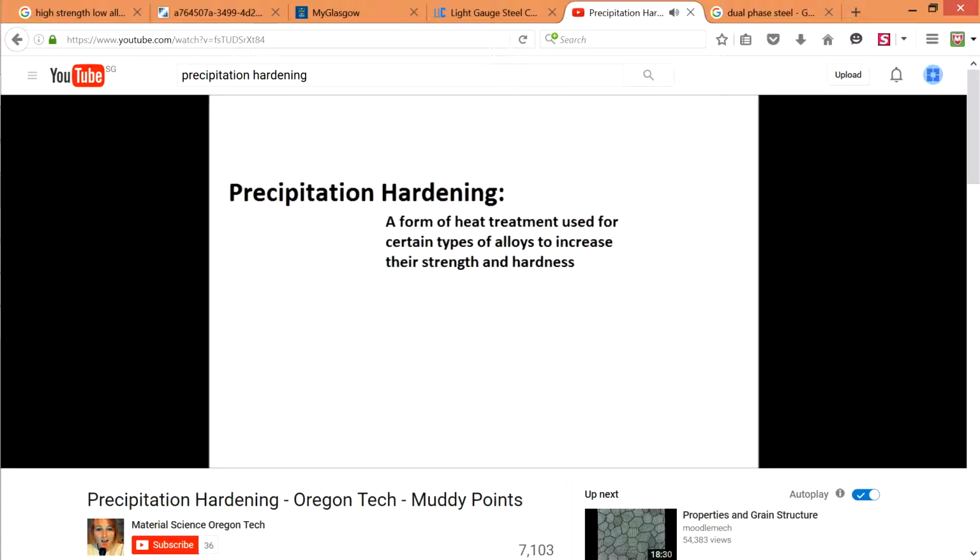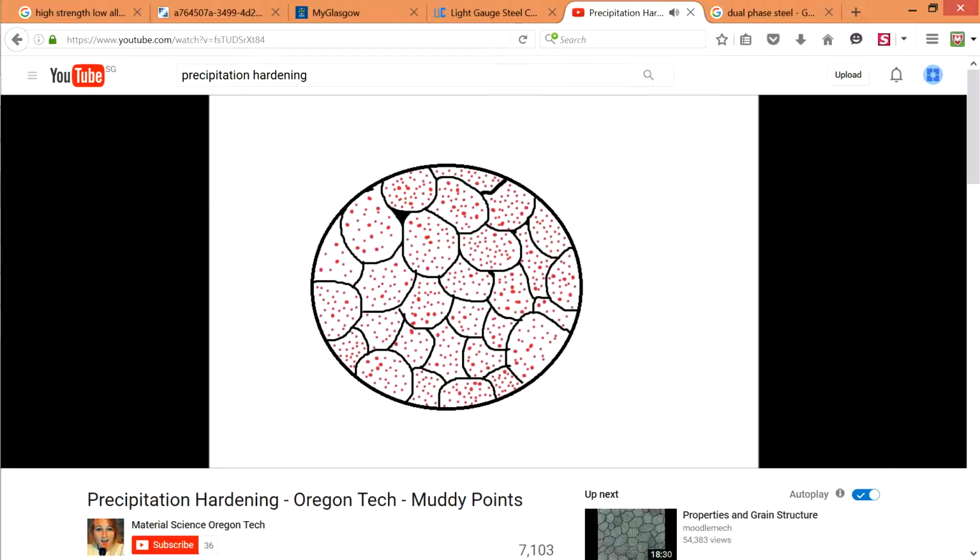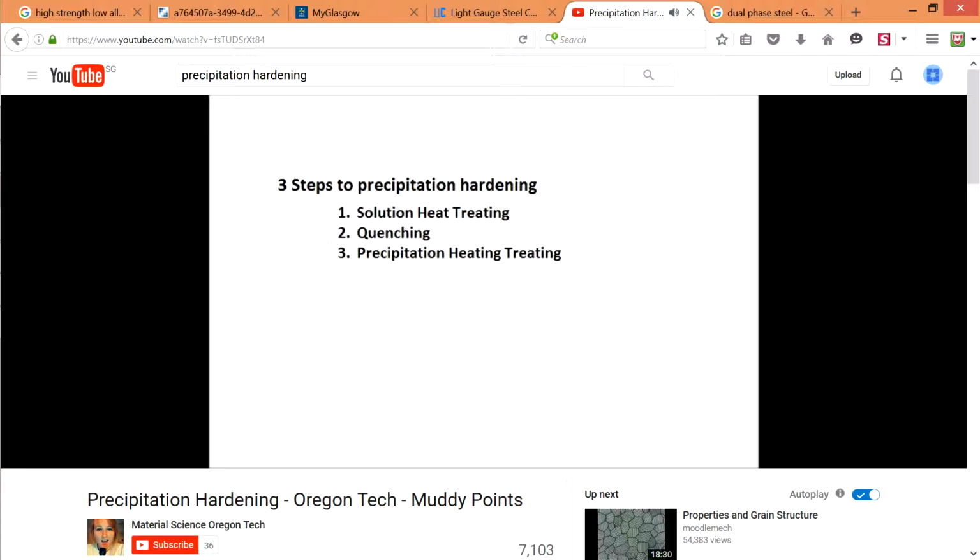Precipitation hardening occurs by forming small precipitates within the initial phase. As you can see in this drawing of a grain structure, the red dots that have formed are a representation of how the precipitates will form evenly throughout the grains in a secondary phase. The precipitates are submicroscopic, so even under a regular light microscope, the precipitates wouldn't be visible. There are 3 steps to precipitation hardening. The first, solution heat treating; second, quenching; and third, precipitation heat treating.